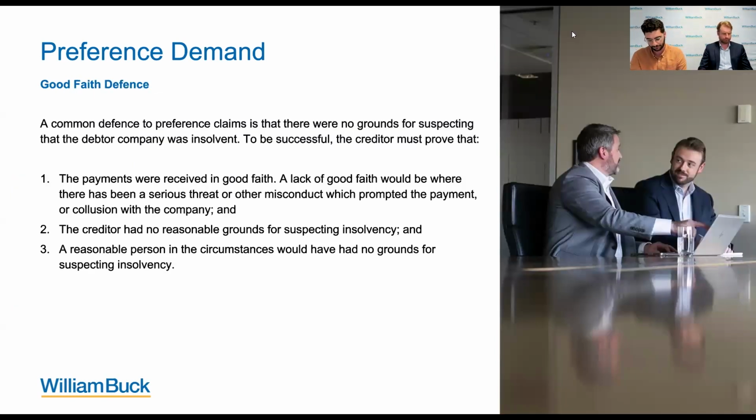The second defence we'll go through is the good faith defence, which is a very common defence available to preference claims. It applies where there are no grounds for suspecting that the debtor company was insolvent. To be successful, a creditor must prove that the payments were received in good faith. A lack of good faith would be where there has been a serious threat or other misconduct which prompted the payment, or collusion with the company. The creditor must have had no grounds for suspecting insolvency, and a reasonable person in the circumstances would have had no grounds for suspecting insolvency.